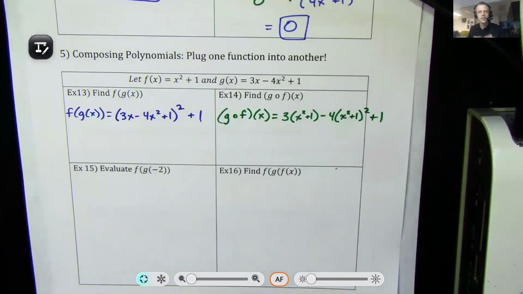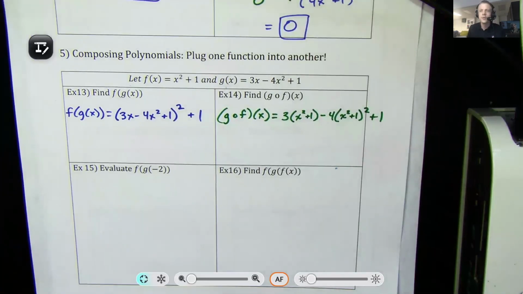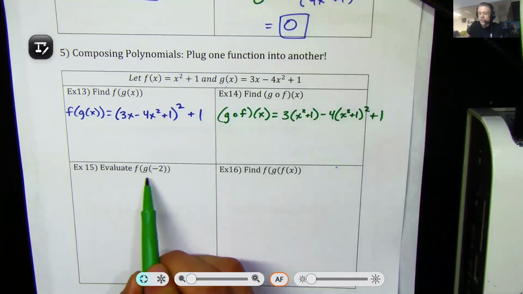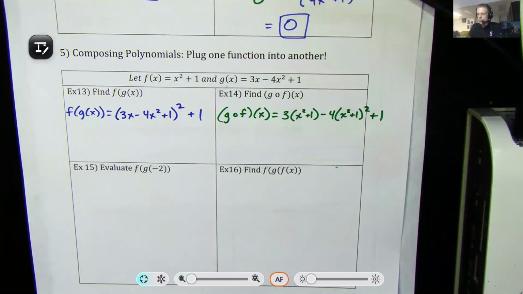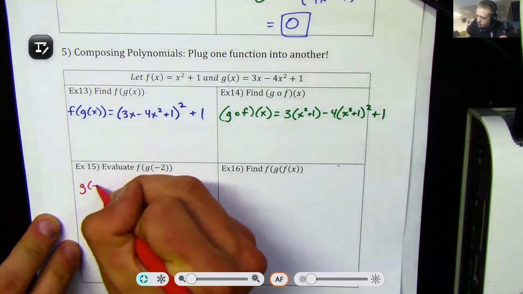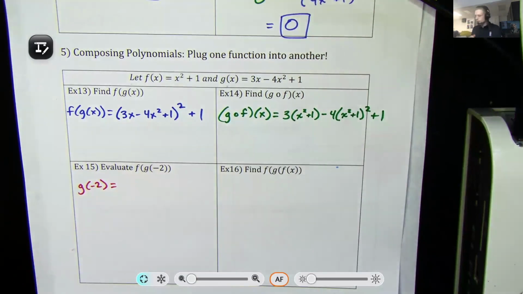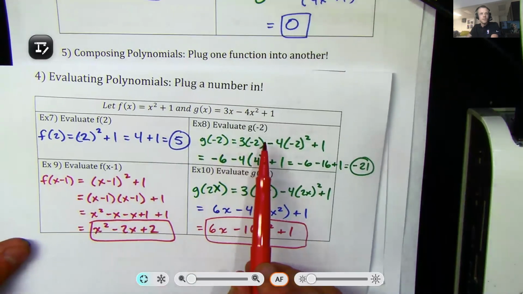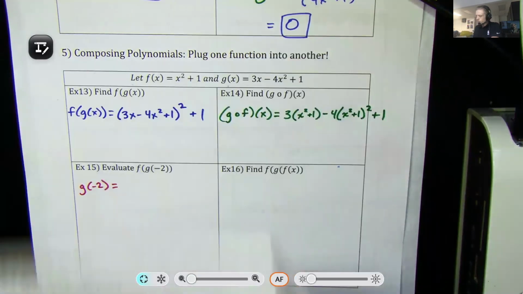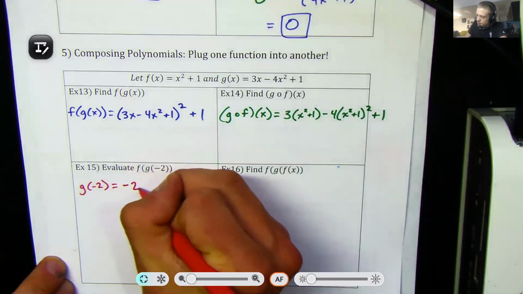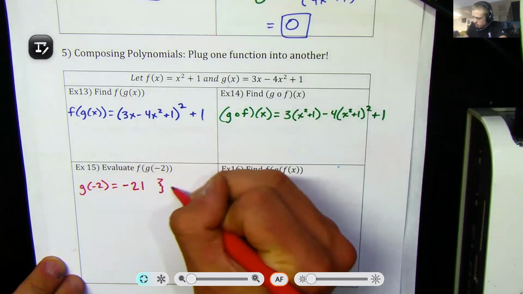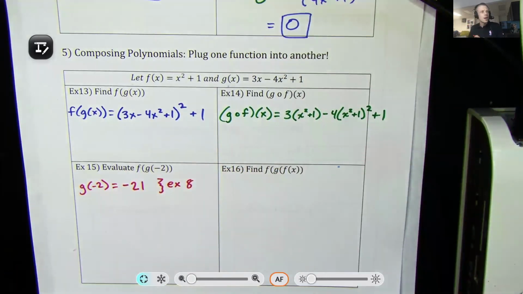Okay, so moving on, some weirder ones. So here, I'm asking you to find f of g of negative 2. Well, f of g of negative 2 is basically plugging in g of negative 2 into f. So I'm going to remind you, g of negative 2 equals, I think we evaluated this in one of our last examples. So you can see in example 8, we saw that g of negative 2 is negative 21. So since g of negative 2 is negative 21, that's from example 8, I just need to plug in negative 21 into f.